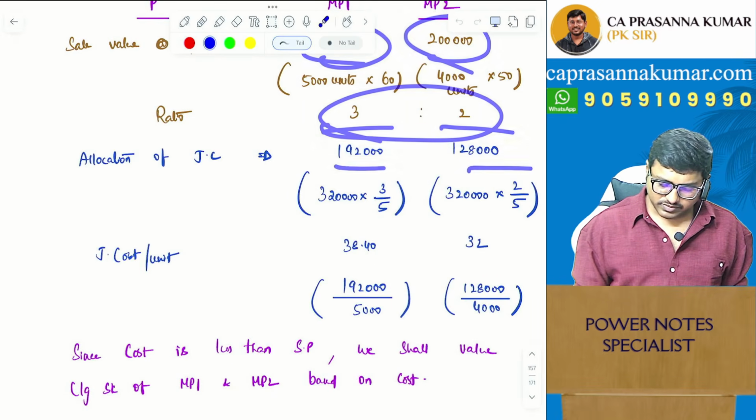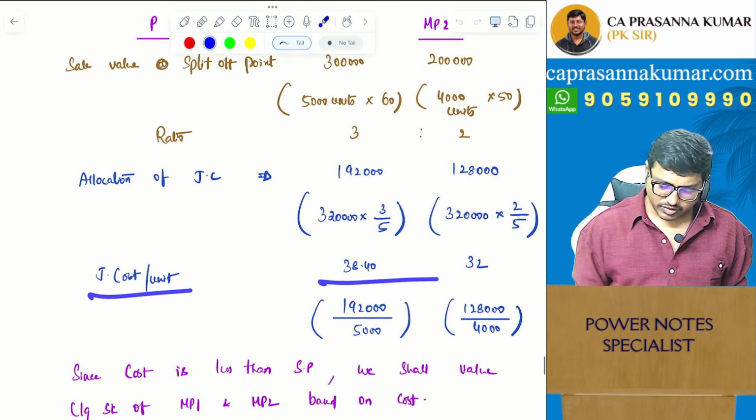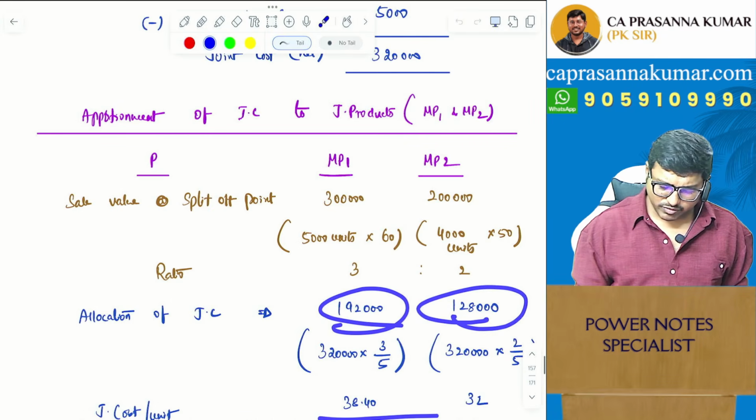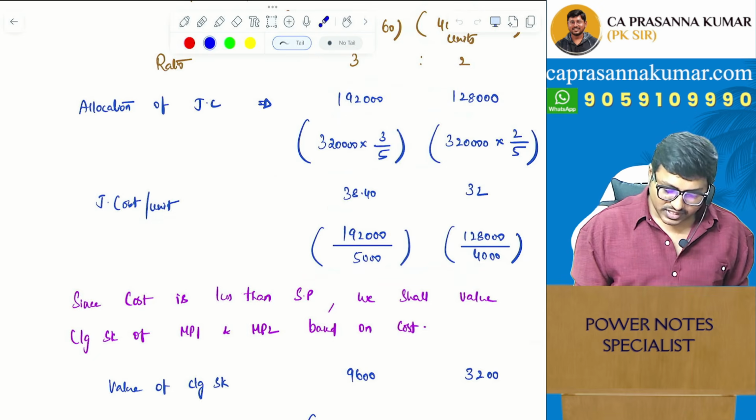You apportion that. 3,20,000 into 3 by 5, and 3,20,000 into 2 by 5. Finally, you get joint cost per unit. This is the total joint cost. You divide it by the number of units, which is 5,000 and 4,000, and you'll be getting joint cost per unit. Now, this is cost per unit.